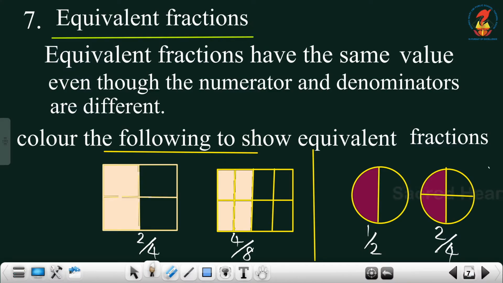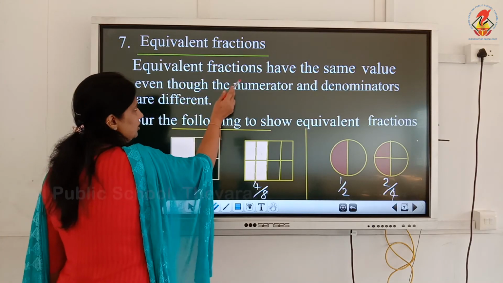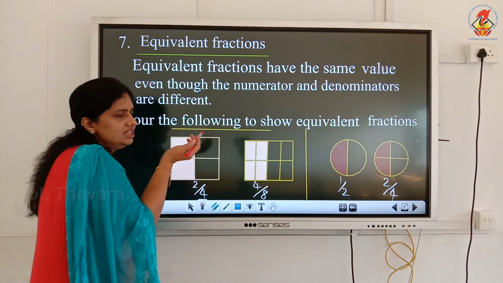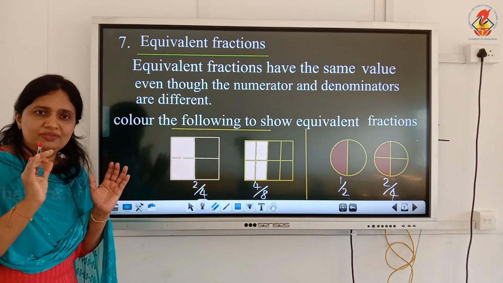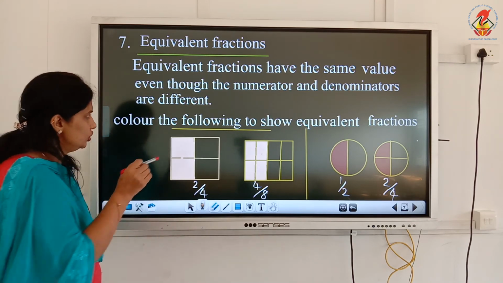And next one is equivalent fraction. What are equivalent fractions? Equivalent fractions have the same value even though the numerators and denominators are different. Is it clear? And what are equivalent fractions? Equivalent fractions have the same value, but their numerators and denominators are looking different, but they represent the same part only. I will show you.